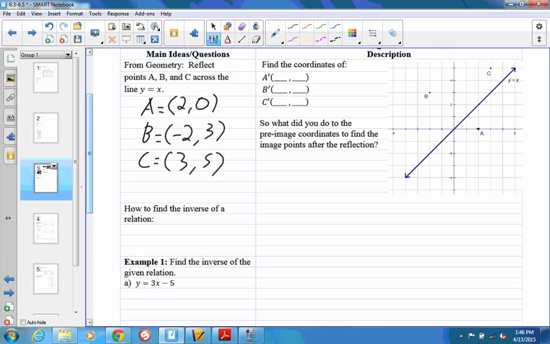So if I want to find the coordinates A prime, B prime, and C prime, I want to flip them over this line, y equals x, okay? Just looking at it, you switch them. A's going to go here. Here's A prime. B prime is here, just flipping it over, right? And C prime's here.